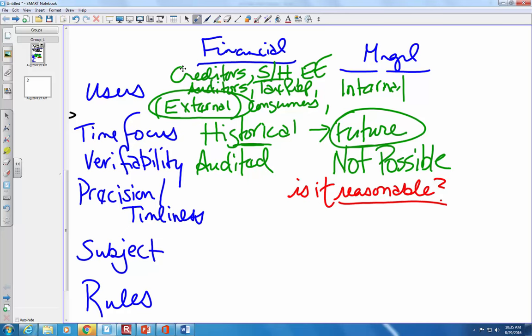Precision versus timeliness. So this is sort of an either-or thing. And one is one and one is the other. So with financial accounting, do you think precision or timeliness is more critical?